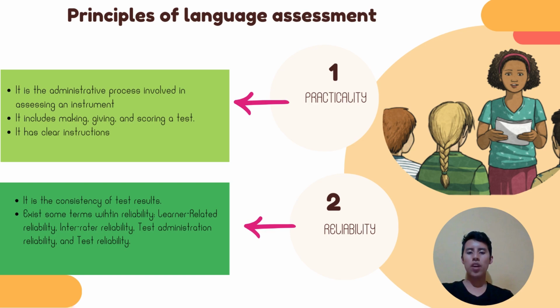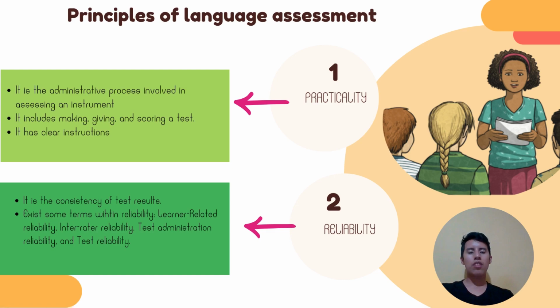Next, we have reliability. Reliability deals with the consistency of the test results, which means that no matter if the test is taken at any date or at any place, the results will be the same. That is consistency. Also, we have different definitions within reliability.